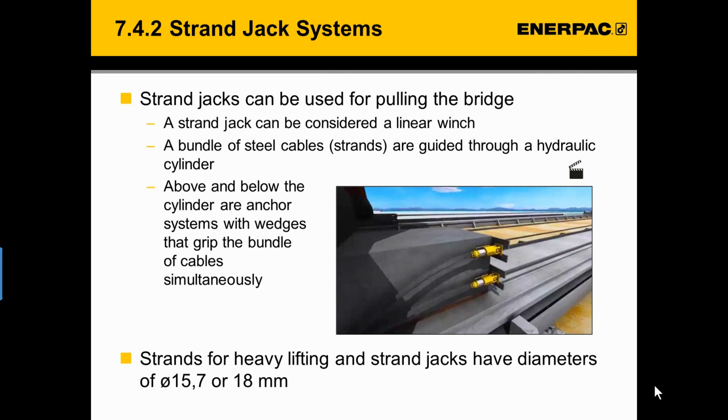Next is a closer look of how a strand jack system can be used in the bridge construction movement. A strand jack is a hydraulic application which may function as a linear winch as opposed to a rotary winch. A bundle of steel cables or strands are guided through a hydraulic cylinder. Above and below the cylinders are anchor systems with wedges that grip the bundle of cables simultaneously.